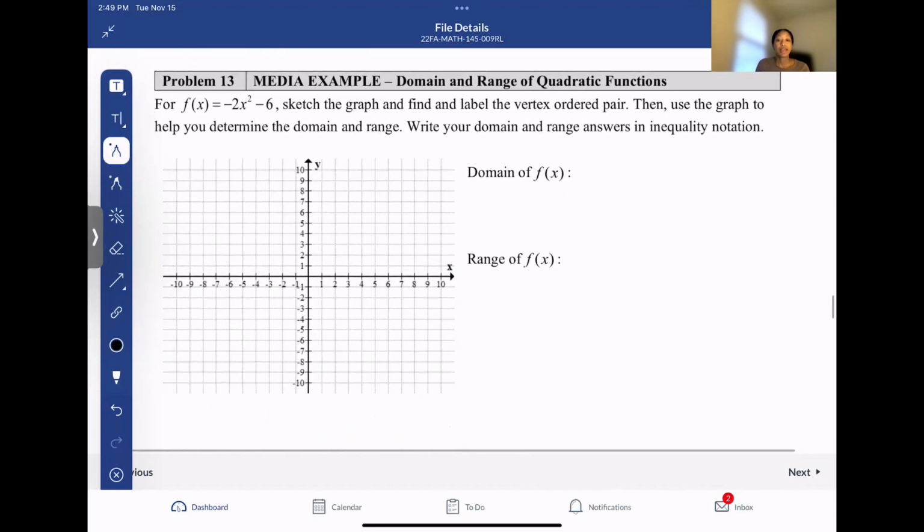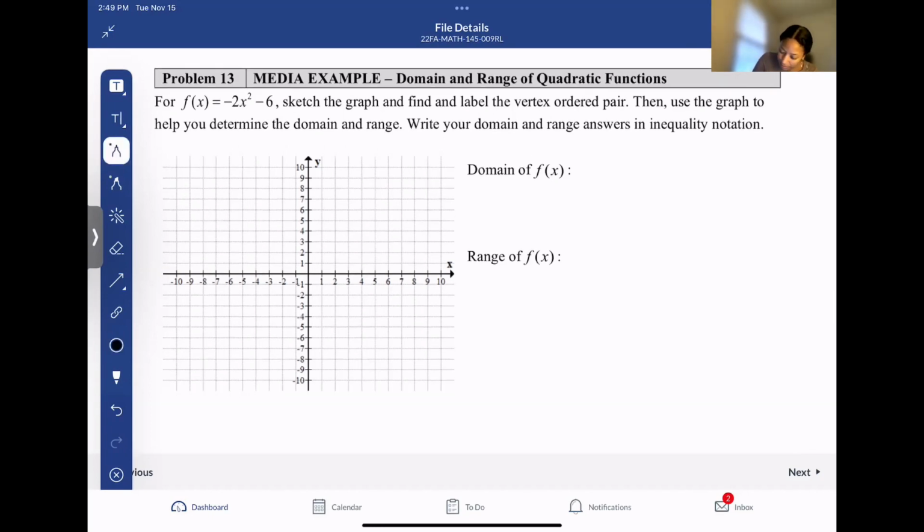Problem number 13, similar type of problem. We have f of x equals -2x squared minus 6. So b is equal to 0 in this case. That means that our vertex is going to be on the y-axis. This one's actually not too bad. We aren't even asked to find the vertex, but we're going to have to find it. The domain in this case is still all real numbers.